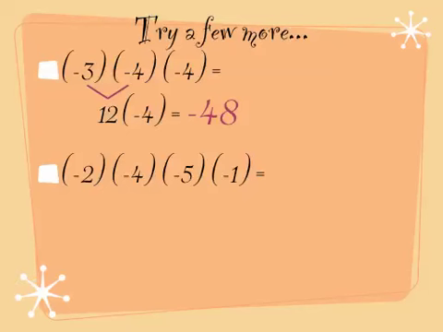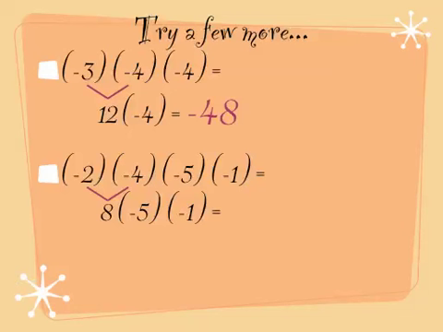I'm going to use the same method to do the next problem. In this case, I have -2 times -4 times -5 times -1. I'm going to work my way from left to right. So the first multiplication that I'm going to do is -2 times -4. Well, -2 times -4, I have same signs, so it's going to be a positive 8. Notice I've dropped down. I have 8 times -5 times -1 because I haven't multiplied those yet.